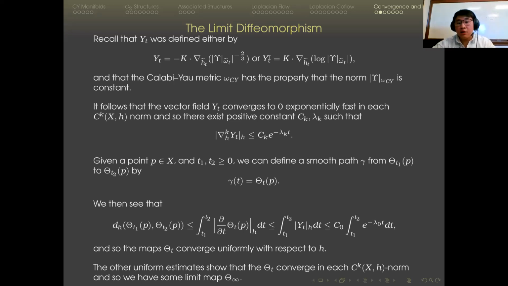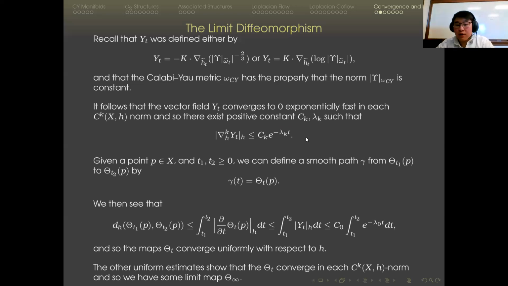Well, theta_t was defined by Y_t. This is how Y_t is defined, and Y_t really depends on this norm function, right? It's either this norm to the 2/3 or the log of this norm. And the auxiliary structures converge to some Calabi-Yau metric, so this norm is going to converge to some constant. What this means is that the vector field Y_t is going to converge to 0 exponentially fast in each C^k norm. So we have a good handle on its derivatives, right? It's bounded by this exponential term over here. And we want to bring that bound to the maps theta.